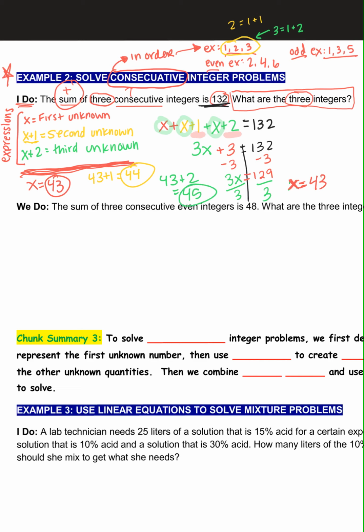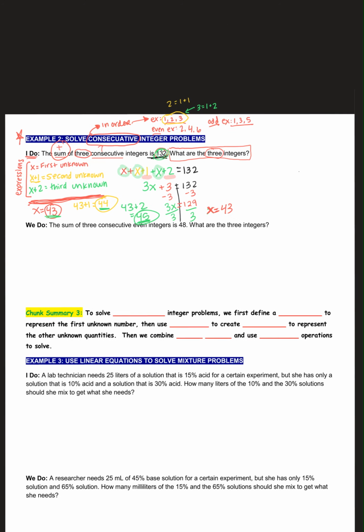So my 3 integers are 43, 44, and 45. And if I check it, if I add all those 3 numbers together, I should get 132. So my answer is, let's write it. The 3 integers are 43, 44, and 45.